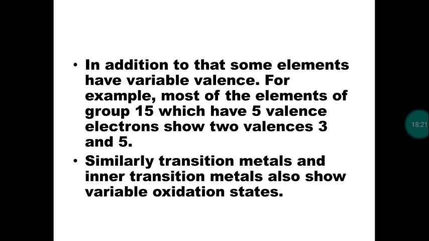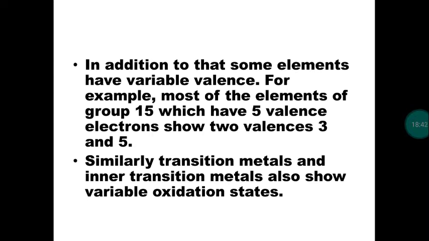For example, copper. Copper is a d block element. Copper exists in 2 types of valency, 1 as well as 2. When it loses 1 electron, Cu plus, it is called what? Cuprous. When it loses 2 electrons, it becomes Cu2 plus. So this is called cupric, right? Cuprous, cupric.